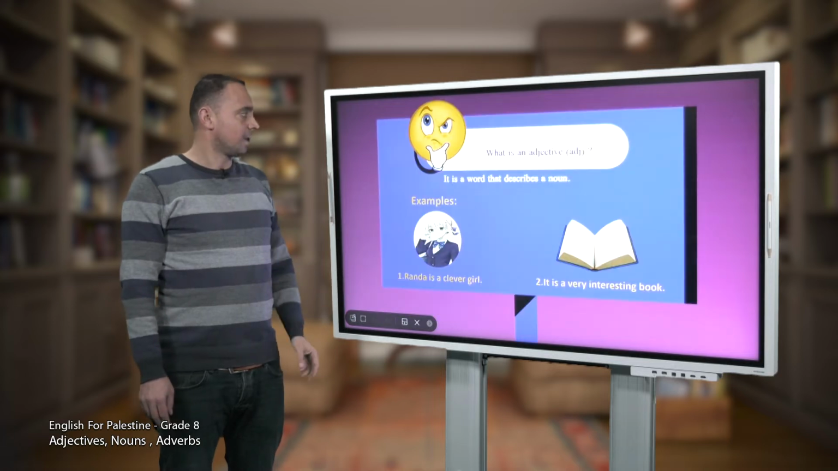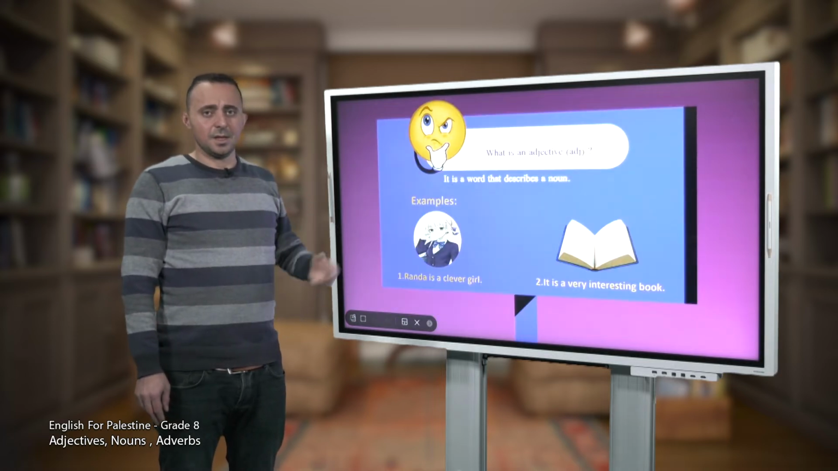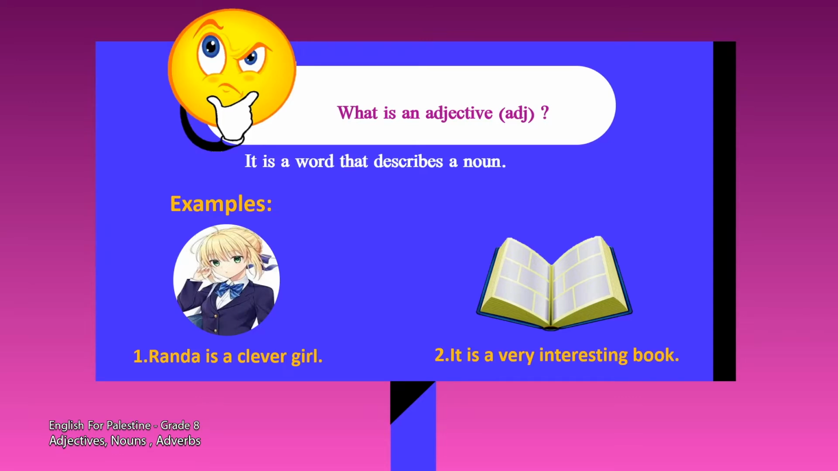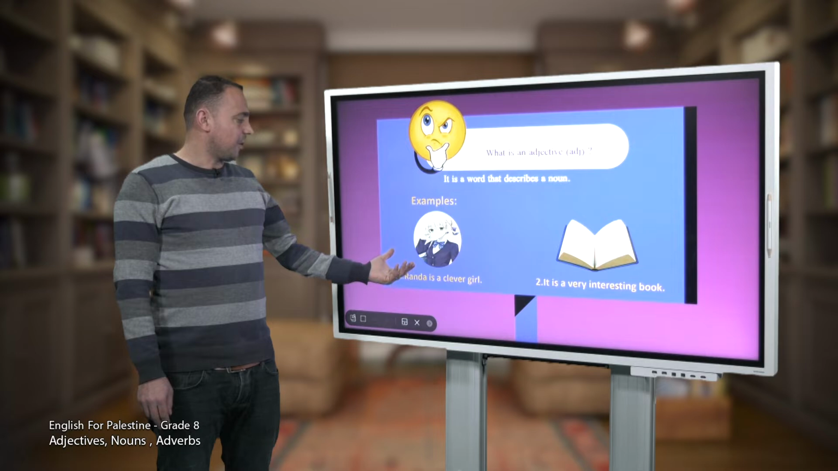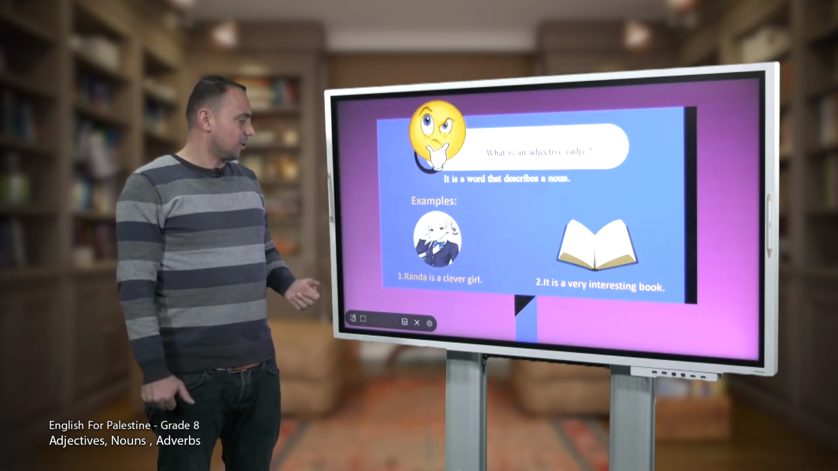Let's continue. What is an adjective? Again, look at this question. What is an adjective? It's a word that describes a noun. Notice, the adjective describes the noun. Examples. Number 1, Randa is a clever girl. Again, Randa is a clever girl. Here, the word clever is an adjective, and clever describes the noun girl, and the adjective came before the noun girl. So, adjectives describe nouns.